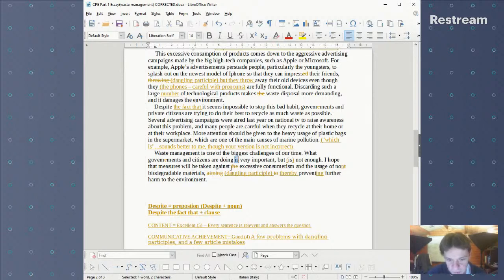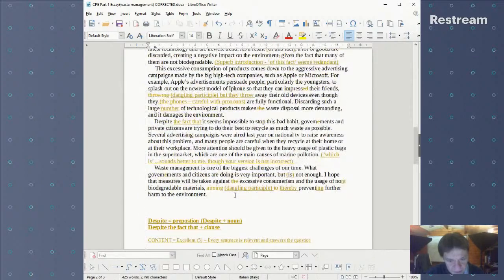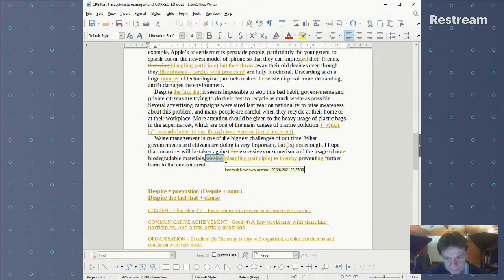I hope that measures will be taken against excessive consumerism. Notice no article here because we really are talking in general. There's not a specific type of excessive consumerism. And the usage of non-biodegradable materials, good. And then sadly, we've got one more dangling participle down here, aiming. If we just got aiming, that's describing the I. Yeah, and that's not what we want.